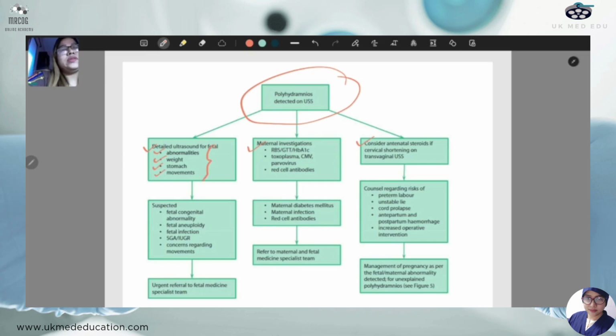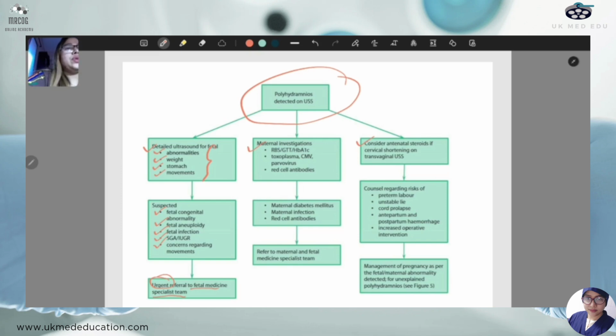If any concerns arise like fetal congenital abnormality, fetal aneuploidy, fetal infection, small for gestational age baby or IUGR, or concerns regarding the movements, you have to refer the patient to the fetal medicine specialist team urgently.